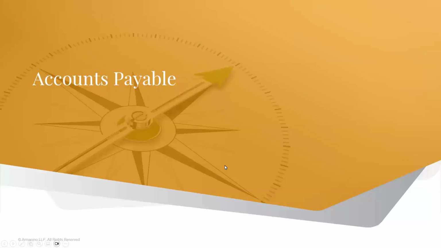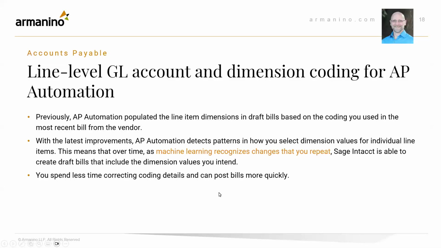We're talking about accounts payable. There is a new line level GL account and dimension coding for the AP automation. So for those of you folks that are aware, there is a new AP bill automation functionality. And if you have it, or if you choose to implement it in the future, previously the AP automation, which leverages AI to populate the line item dimensions, it saves it as a draft bill. It would use the most recent bill from the vendor to code those dimensions.